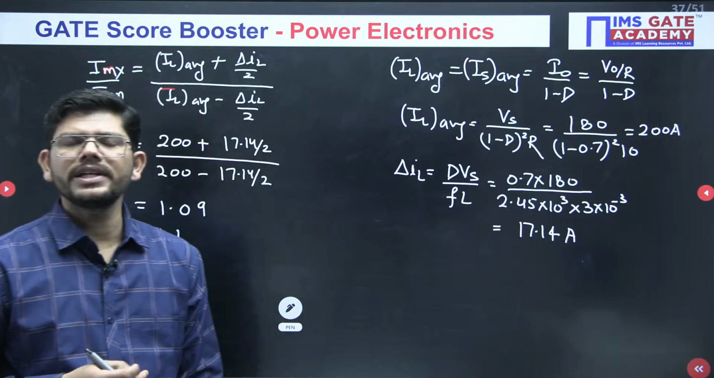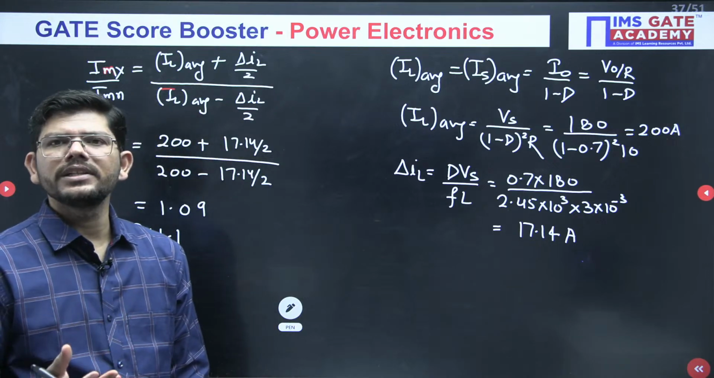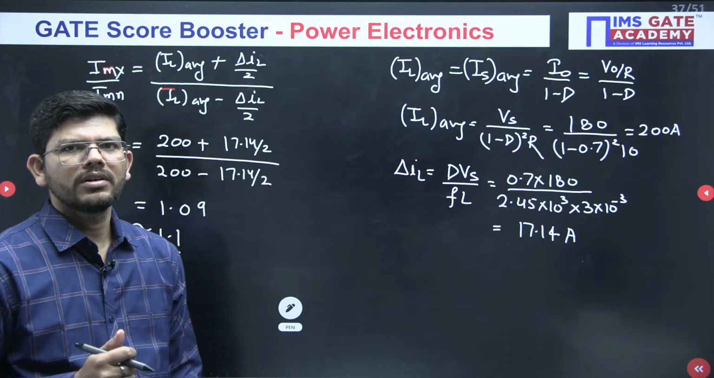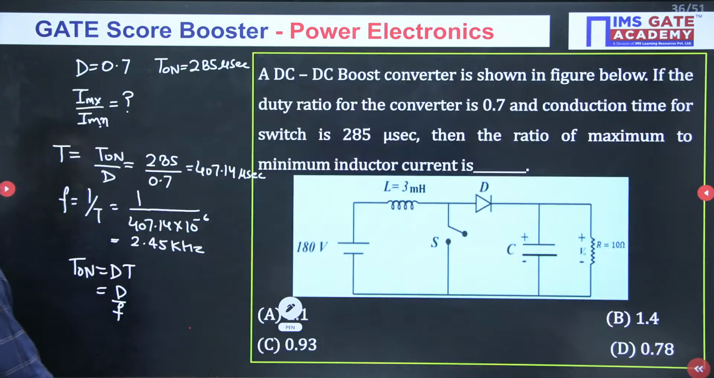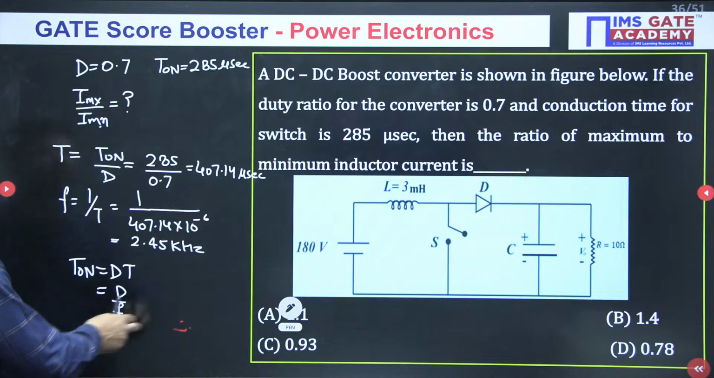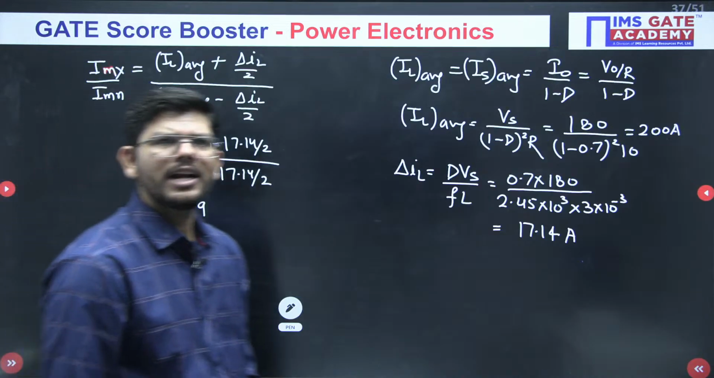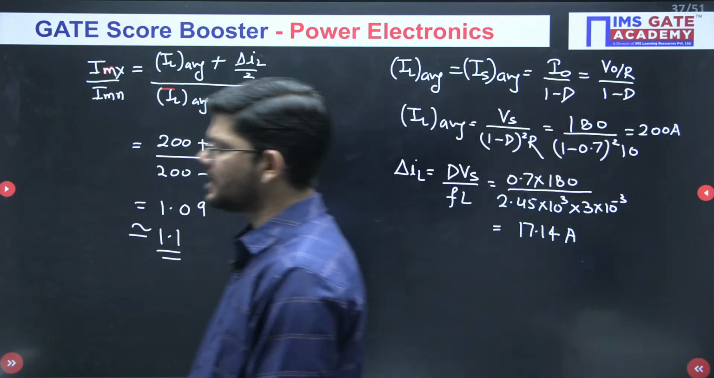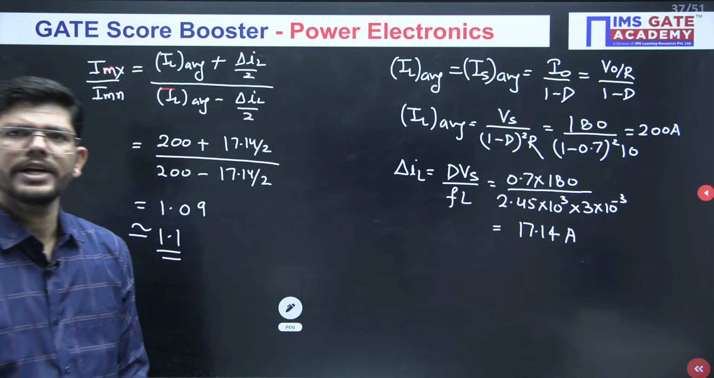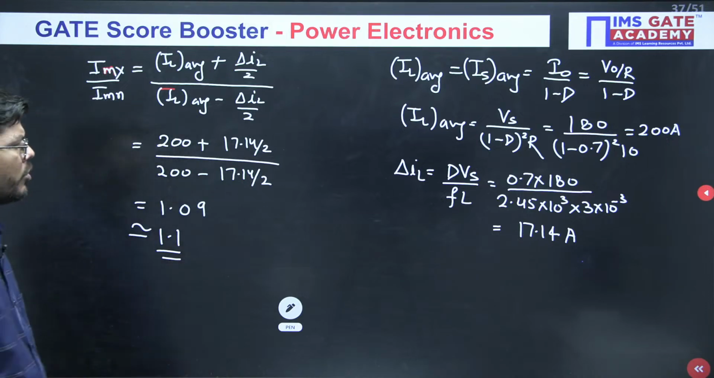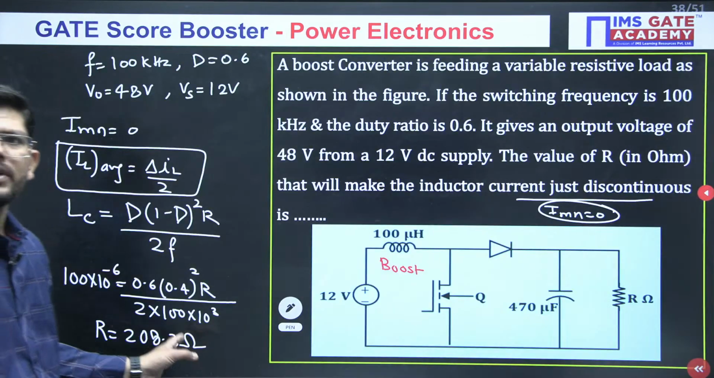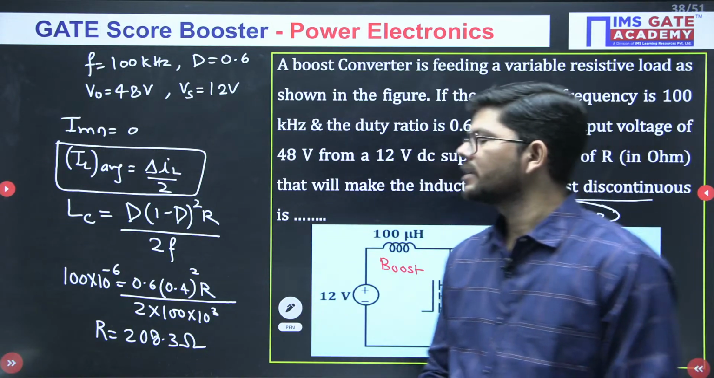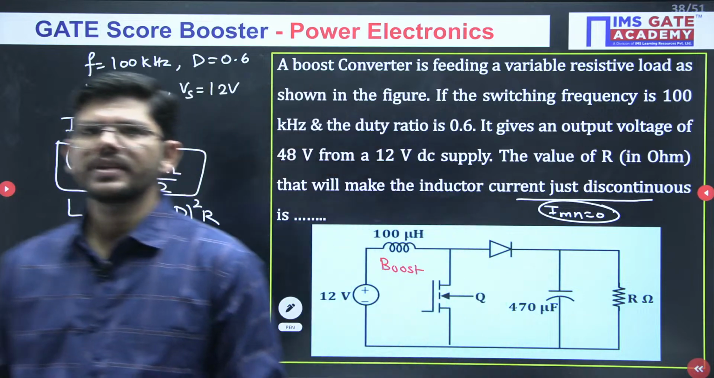D by F can be written as T on, isn't it? 1 by F is T. D into T is T on. There might be a calculation mistake done either by me or you. Unless this is absolutely correct, you can apply it. So focus on this question. Through the formula of LC, we can get the value of resistance here. Is that question clear to everyone?